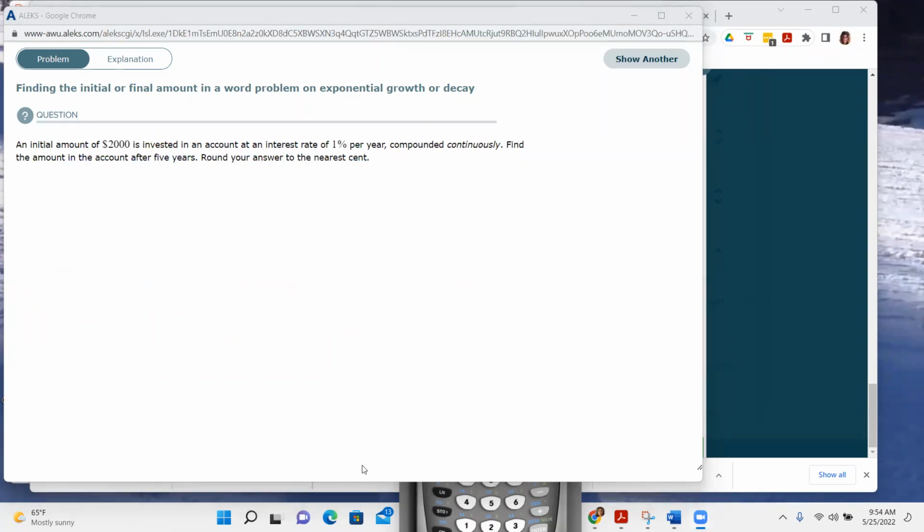All right, how about this one? Now, are you solving for A or P? This question actually asks, find the amount after 5 years. So not the initial amount, but the amount after 5 years. Right, so in this problem, you want to solve for A.